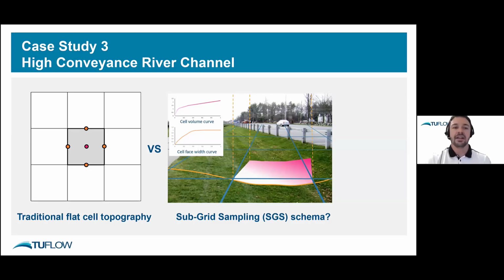On the left, that's your traditional flat cell approach where your volume for the entire cell is based on the elevation at the cell center. And when water breaks from one cell to the next is defined at the cell face just via a single point. And on the right there, we have the newer alternative, which is using the subgrid sampling schema, where we have a curve that defines the volume within each cell and also the cross-section width, I guess, across each face.